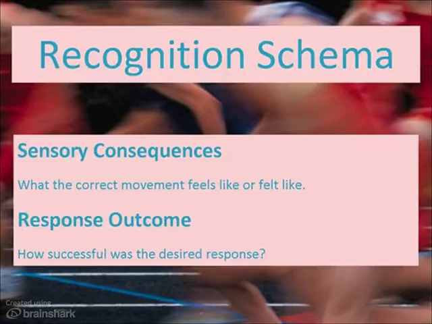Now, schema theory says that I will store that information and I will use that the next time I carry out the movement, so that I can make sure that I don't throw it so hard or I don't throw it too lightly so it doesn't reach the board. That is all response outcome. What actually happened? What was the outcome of the movement?